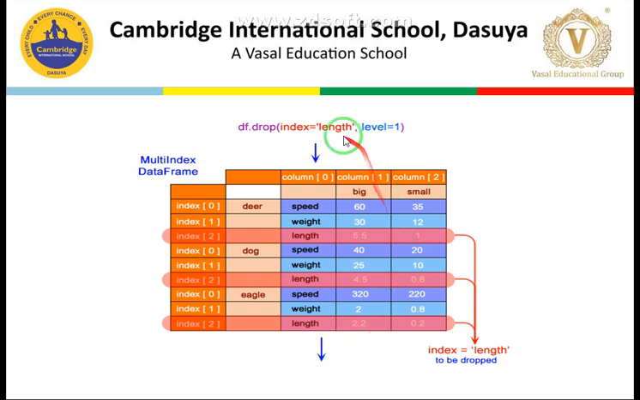Students, the same example you can see here in the PPT also. Initially, at the very first step, I have deleted the length at index level 1. So that's why the length, the dark part, is removed from all three animals, deer, dog, and eagle. So this is how we have applied the operations.